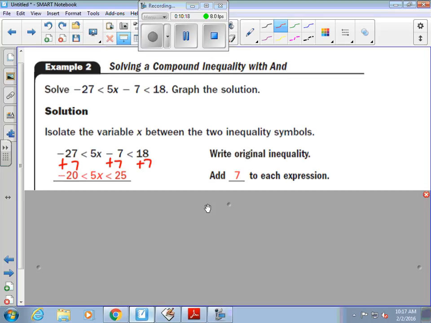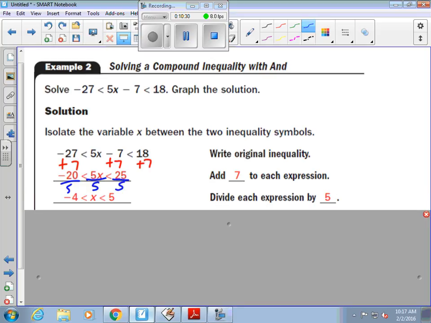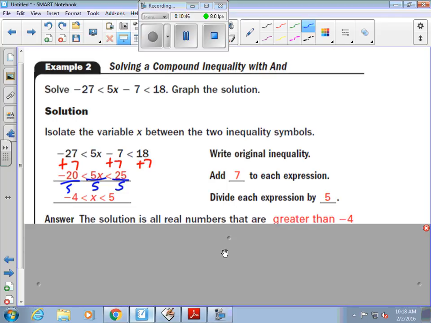Then to get x by itself, it says 5 times x. You divide by 5. You do it to the middle, you do it to the right and the left. Negative 20 divided by 5 is negative 4. 25 divided by 5 is 5. Notice the symbols do not reverse. You do not reverse the symbol because you are dividing by a positive 5. The fact that it comes out to be negative 4 on the left doesn't matter. You're dividing by positive 5.